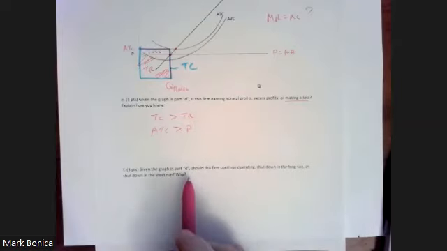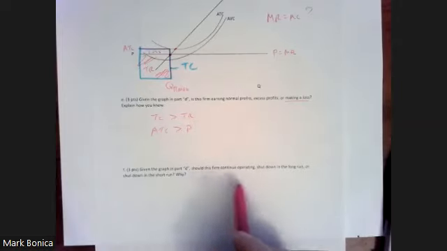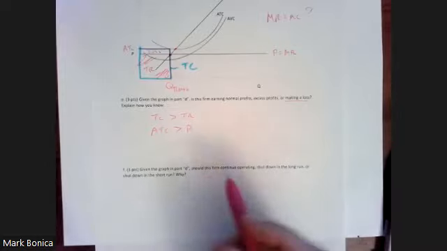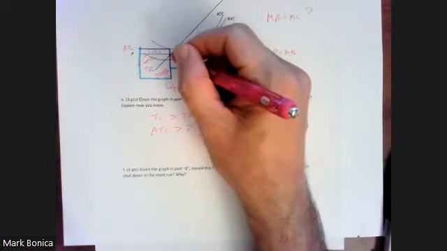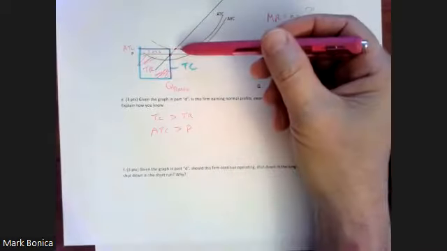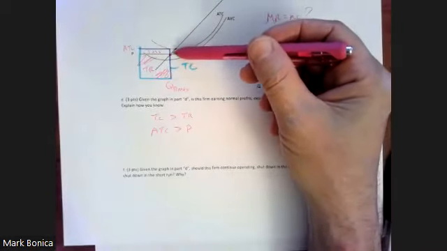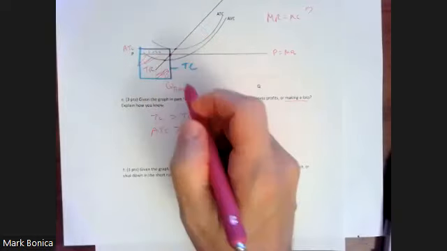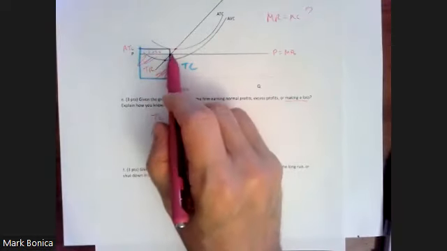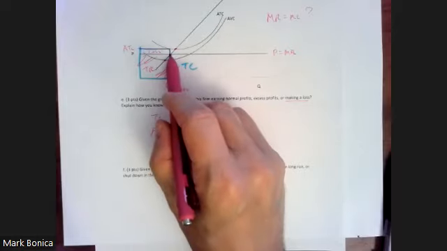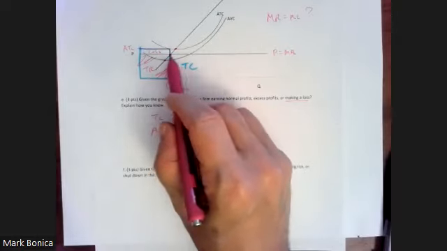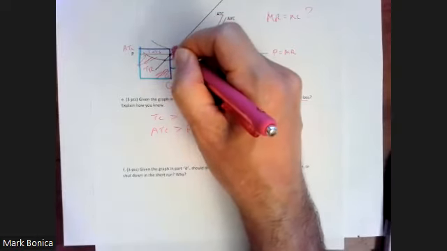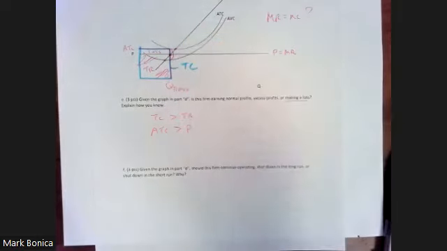Okay. Given the graph in D, should this firm continue operating, shut down in the long run, or shut down in the short run? Why? Well, let's go back up here for a second. Price is below the lowest point in average total cost, but it's above the lowest point in average variable cost. So at Q pi max, at this quantity, if we look at the gap here, this gap is my average fixed cost.